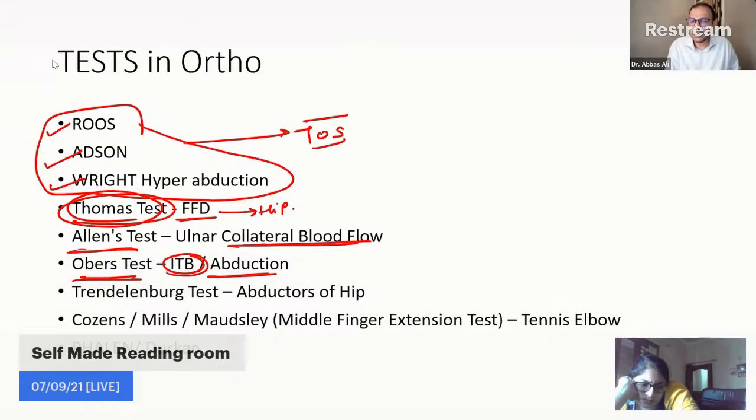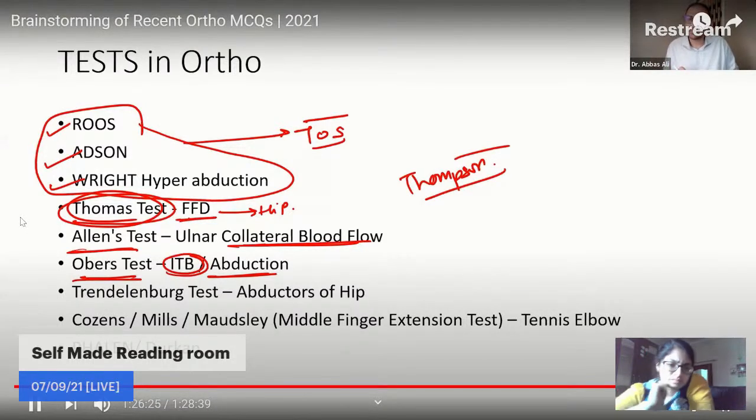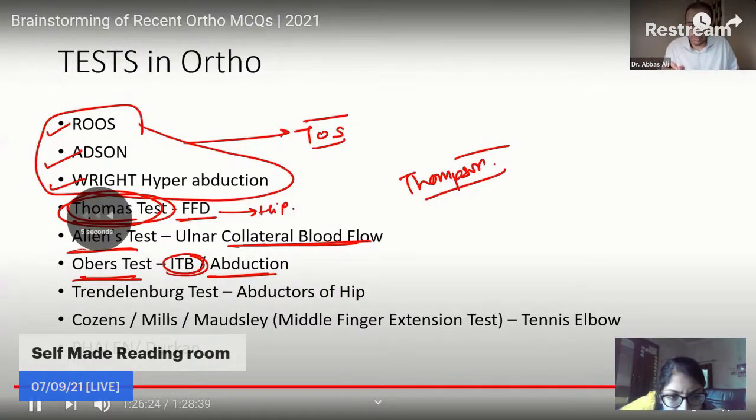Thompson test, where do you use Thompson's test? Thomas is for flexion contracture of the hip. Thompson is for tendon rupture, gastrosoleus complex tendon rupture, or tendo-Achilles rupture.